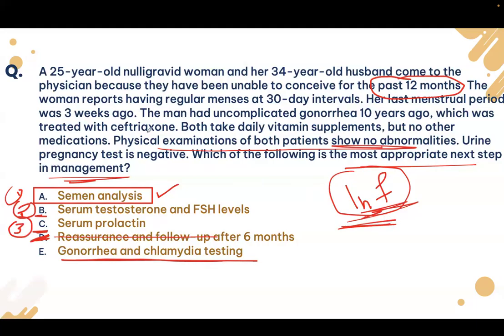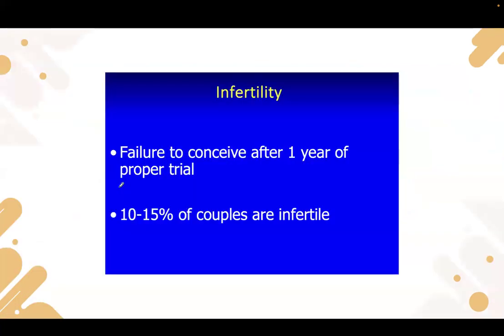Especially since it mentions that the male is the one who had gonorrhea, not the female. Females, when they have gonorrhea or chlamydia, might develop pelvic inflammatory disease, which might have a complication, which is infertility. However, that is not the case here, and it's not in our scope for this question, so it's not going to be the answer. So the answer is semen analysis.